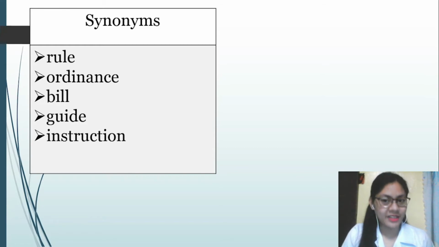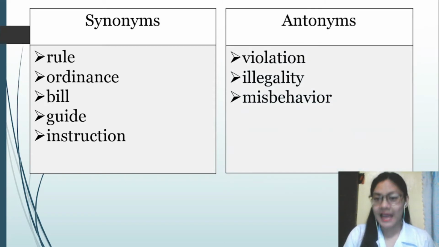Can you please repeat that? Anyone from the class? Okay, go ahead. Thank you. Now, the next one is antonyms. Antonyms are the exact opposite meaning of the word.